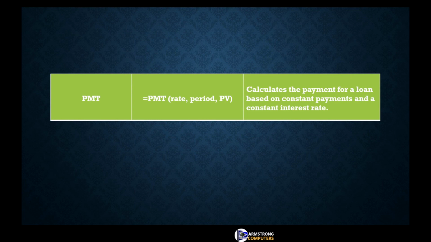Then we have the PMT. The syntax is equal to PMT, into brackets, rate, period, and then the present value. It calculates the payment for a loan based on a constant payment and a constant interest rate. So when you are being given a loan with a constant payment, a constant interest rate, and a constant period, that is where you use the PMT to calculate the money you'll be paying for a month. So basically, this is all about using the financial functions.